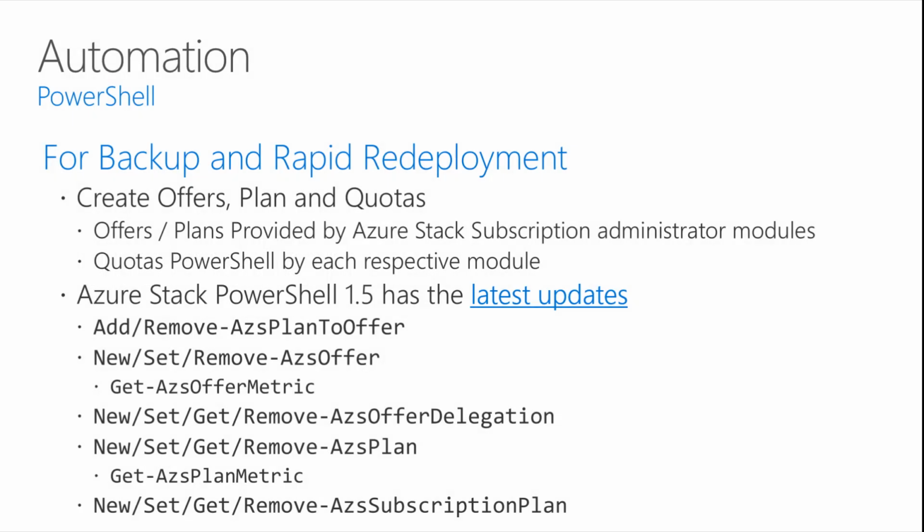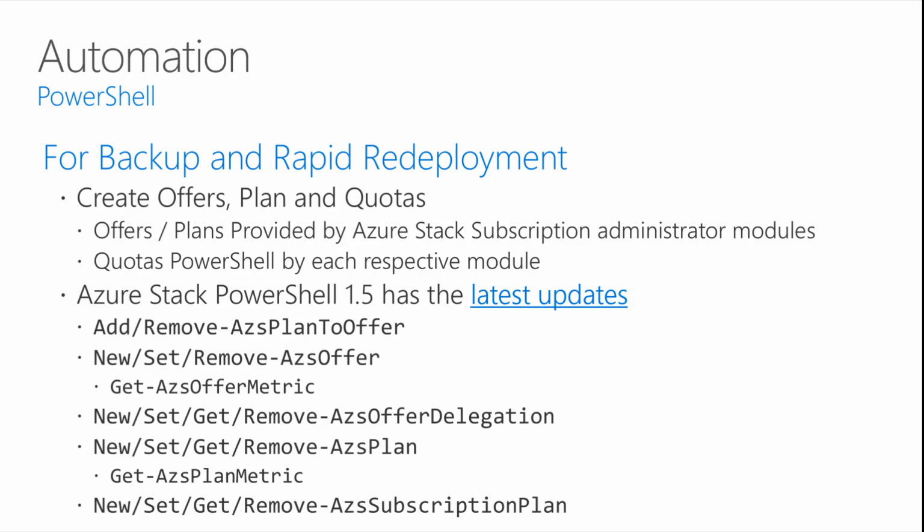Now let's talk a little bit about automation of this, because if we're doing this more than once, which we most likely are for offers, plans, and quotas, we want to automate this. There are some things we can do. We can leverage PowerShell for backup of the settings in here, and also for rapid deployment of new offers, plans, and quotas. We can do this with the Azure Stack subscription administrator modules, and there's a respective module for quotas as well. The latest version in PowerShell has these commands at the bottom for add, remove, Azs plan to offer, set, new, remove, Azs offer, get metrics, offer delegation, remove plans, get metrics, and remove the subscription plan as well.